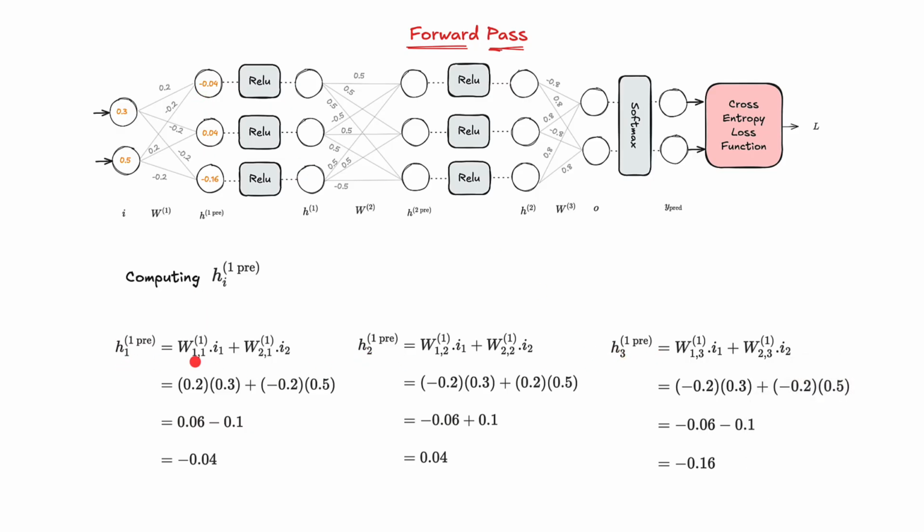For example, this is just going to be a sum of products of the input activation times the corresponding weight, which is exactly what we see here, right? And performing the computation, given its initialization, we get negative 0.04, which we have written over here. Similarly, performing the computation for the second neuron, we get 0.04, which we write over here. And for the third neuron, we get negative 0.16, which we write over here.